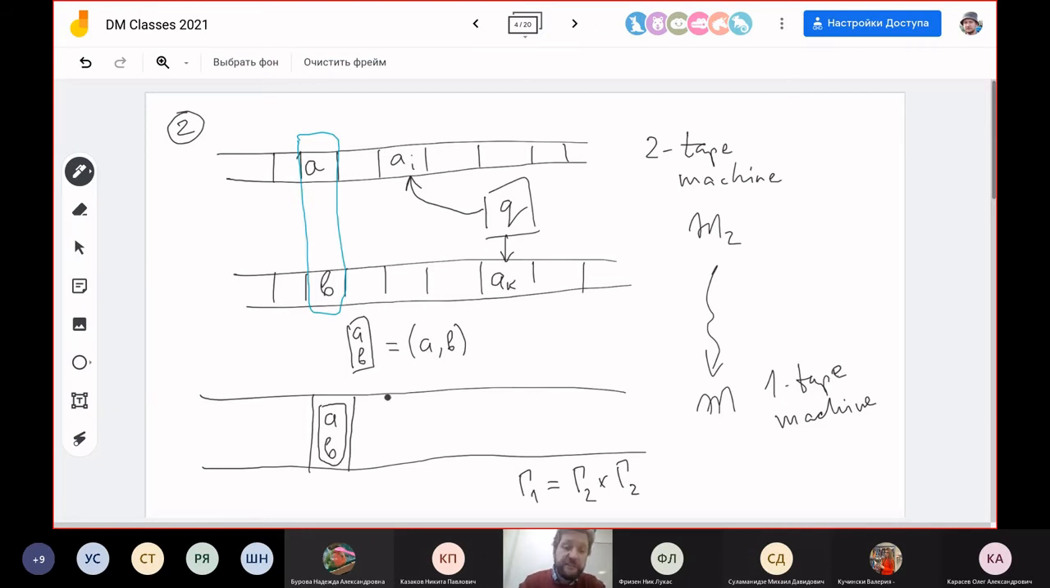So yeah, all the letters will be these pairs of the original letters. But how will the machine operate now? What is the problem?